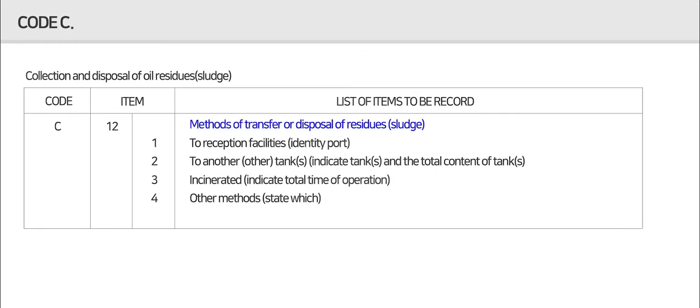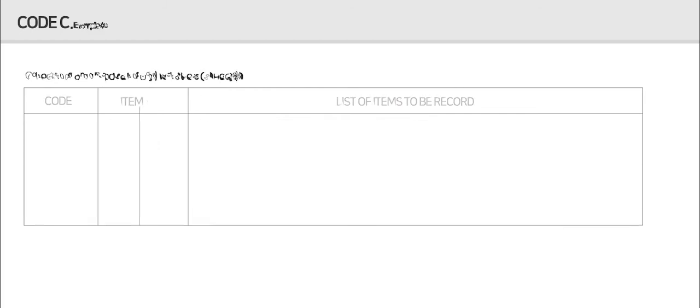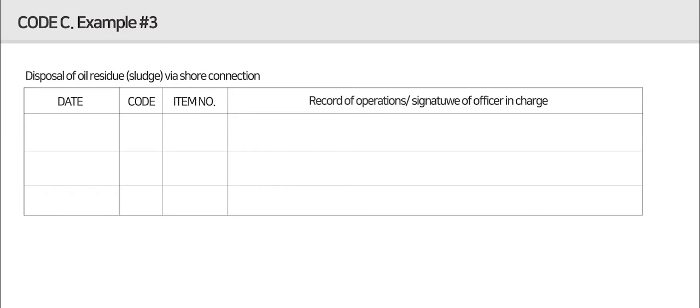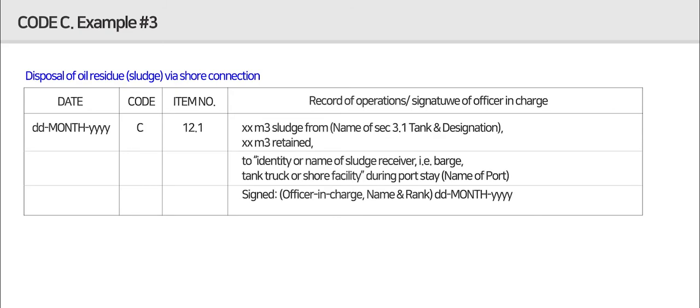Methods of transfer or disposal of residues are recorded using Item 12 of the Code C. Let's take a look at an example to learn how to write in detail. Example 3. In case of disposal of oil residue via shore connection, quantity transferred, name of tank listed under Section 3.1 of the IOPP certificate, quantity retained, and identity or name of sludge receiving or shore facility collected, and name of port are recorded in Section 12.1 of Code C.